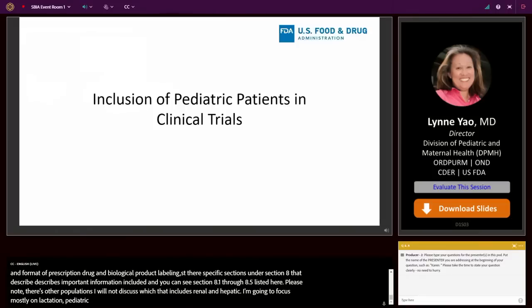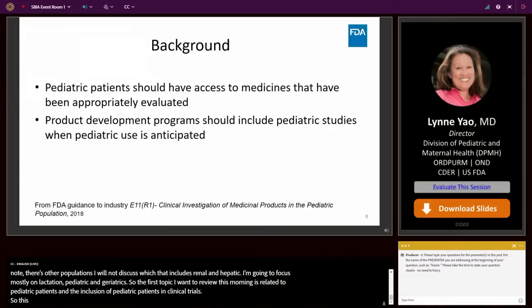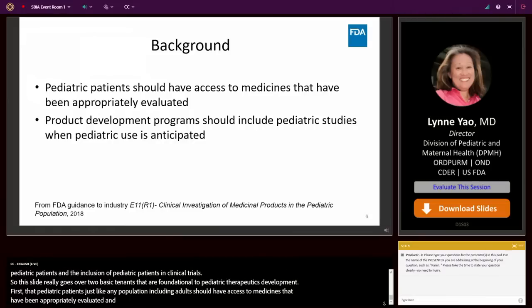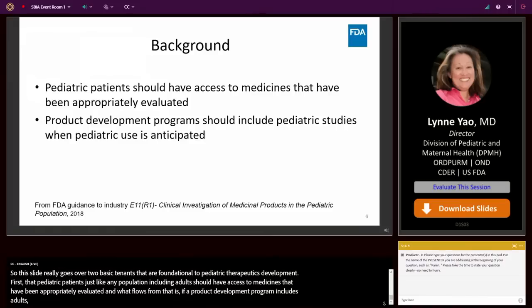So the first topic I want to review this morning is related to pediatric patients and the inclusion of pediatric patients in clinical trials. So this slide really goes over two basic tenets that are foundational to pediatric therapeutics development. First, that pediatric patients, just like any population, including adults, should have access to medicines that have been appropriately evaluated. And what flows from that is that if a product development program includes adults, but children are likely to use the drug once it's approved, that development program should also include pediatric studies.